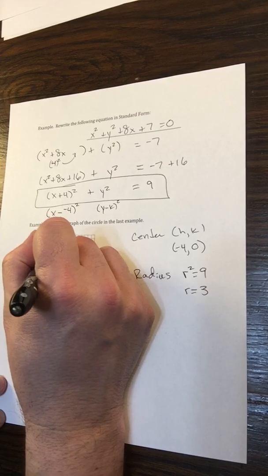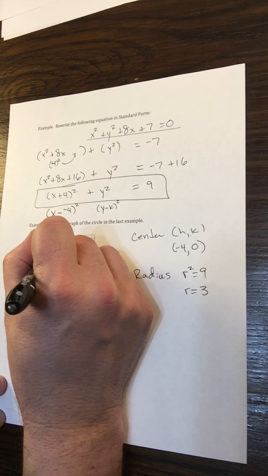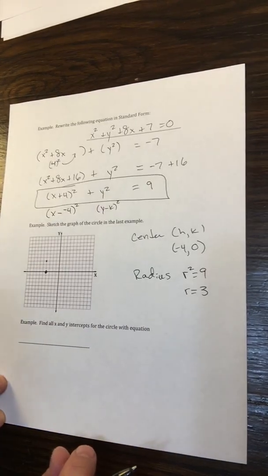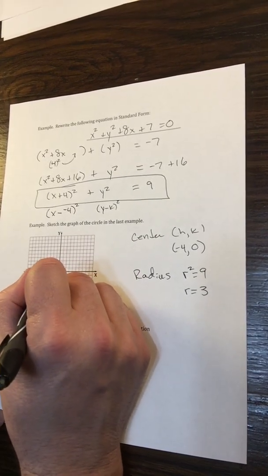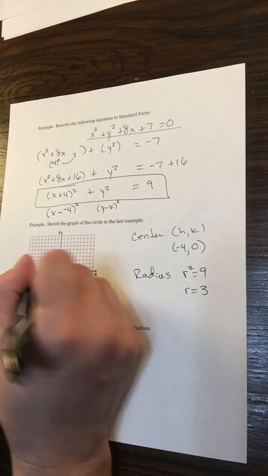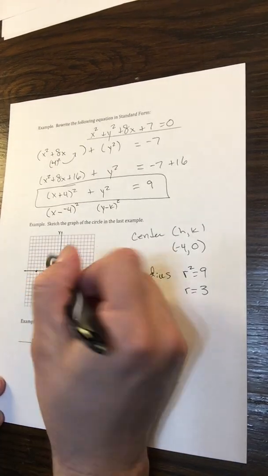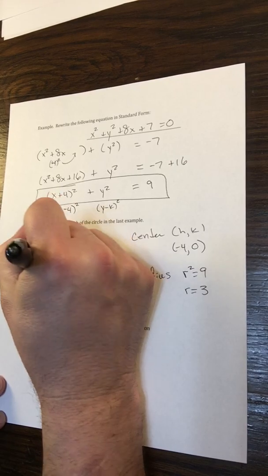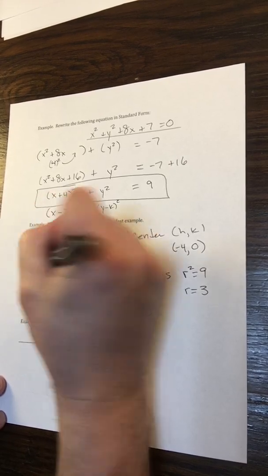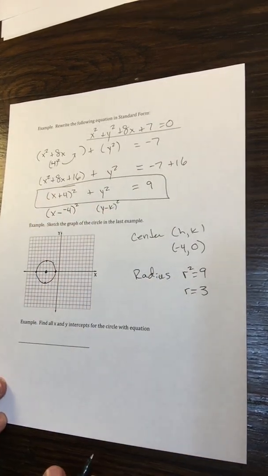Go up 3: 1, 2, 3. I lost count on the way to 3. That's funny. 1, 2, 3. It's a little harder to go on a diagonal and count 3 because it doesn't really work that way. So that's going to be good enough for me. And I'm going to sketch my circle just like that. Sketch your best circle, you know.